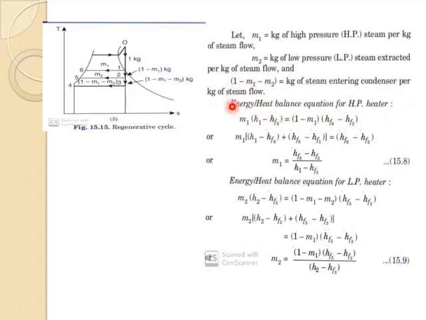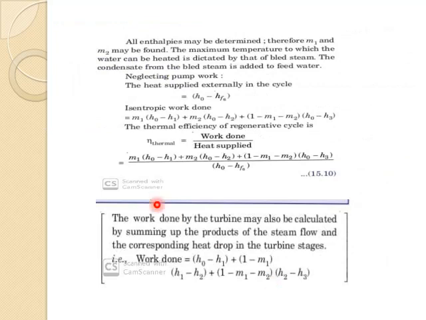Now we will apply the law of conservation of energy to the high pressure heater. Energy or heat balance equation for the high pressure heater: if you apply the steady flow energy equation to the high pressure heater, you will get this equation. And if you apply the steady flow energy equation to the low pressure heater, you will get this equation. Finally, if you neglect the pump work, then the heat supplied externally in the cycle is equal to H0 minus Hf6, I mean the enthalpy of the steam before entering the turbine minus the enthalpy of the water before entering the boiler.